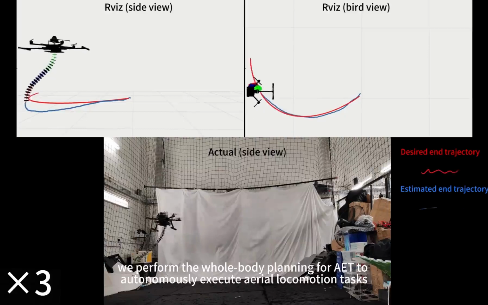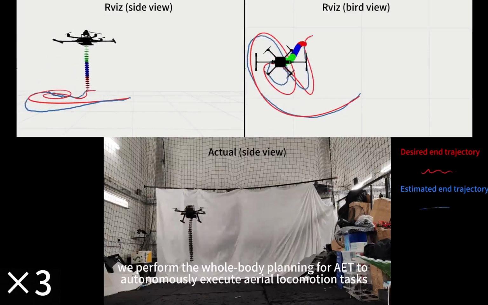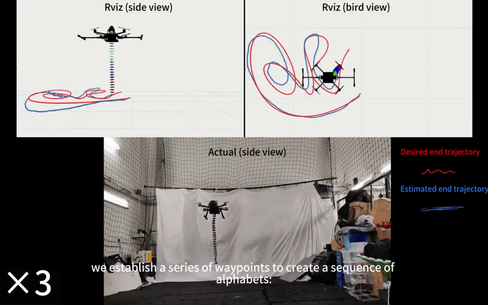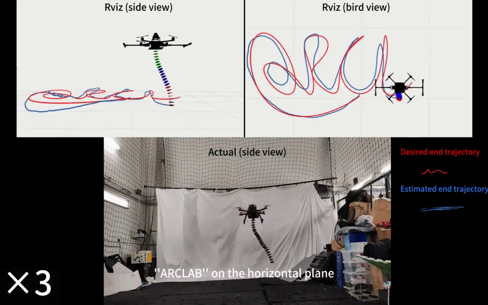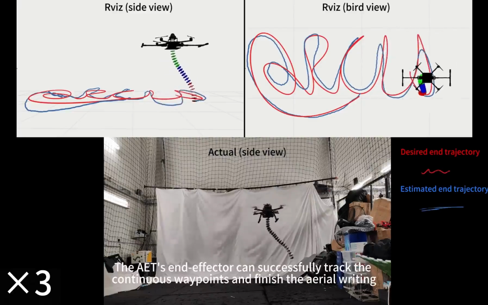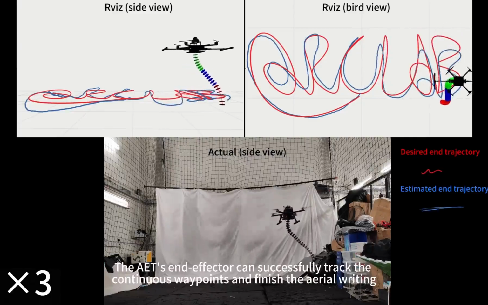Additionally, we perform the whole body planning for AET to autonomously execute aerial locomotion tasks. In the experiment, we establish a series of waypoints to create a sequence of alphabets, Arclab, on the horizontal plane. The AET's end effector can successfully track the continuous waypoints and finish the aerial writing.